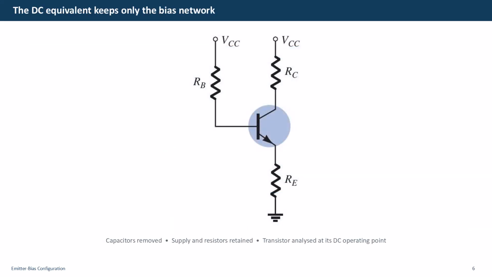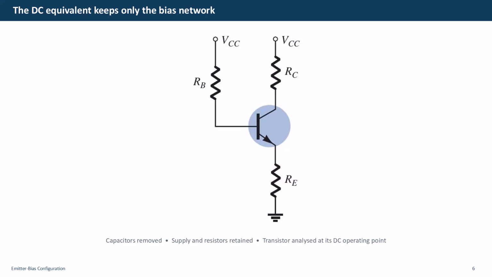After removing the coupling capacitors, since they offer infinite reactance at DC, the DC equivalent contains only the supply, the three resistive branches and the transistor. Notice that the base resistor is connected from VCC to the base, while the emitter resistor returns the emitter to ground. Current through the emitter resistor is the emitter current, not the base current. On the collector side, current through RC is the collector current.